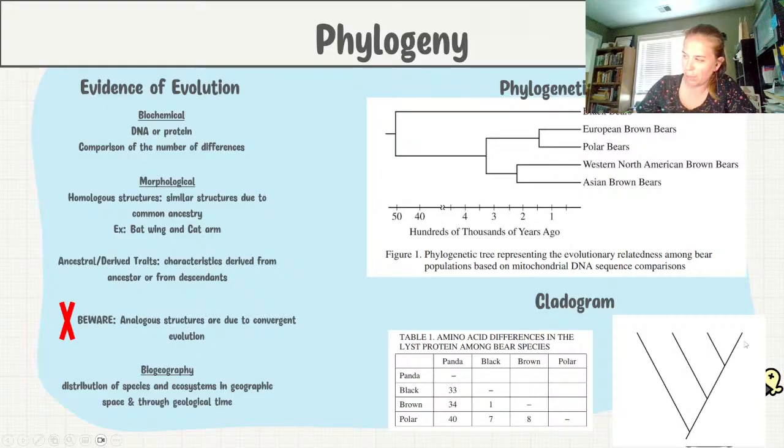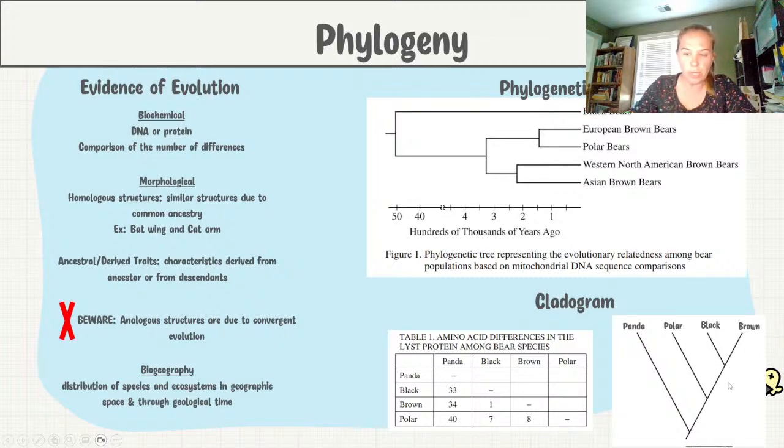Notice that the V shape you have here is a very small V. So that means these two, that's where we're going to see the black and the brown, okay? And then if you look here, the panda has 33 from black, 34 from brown, and 40 from polar. That shows a large difference between the panda and the black, brown, and polar bear. So we would put panda bear here, the polar bear there, the black bear there, and the brown bear there, okay?